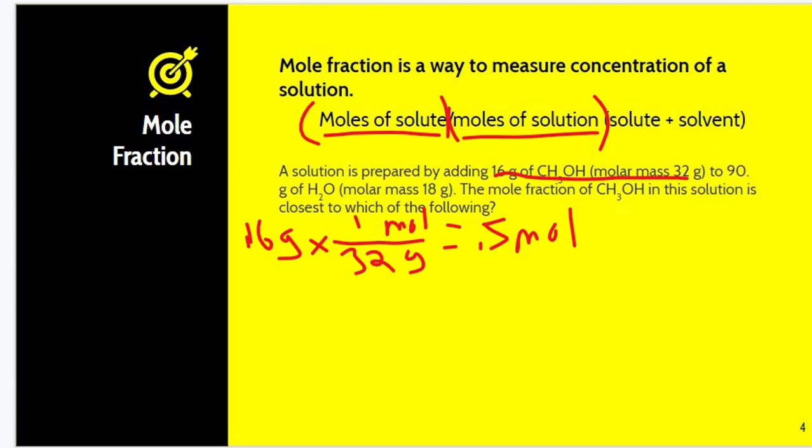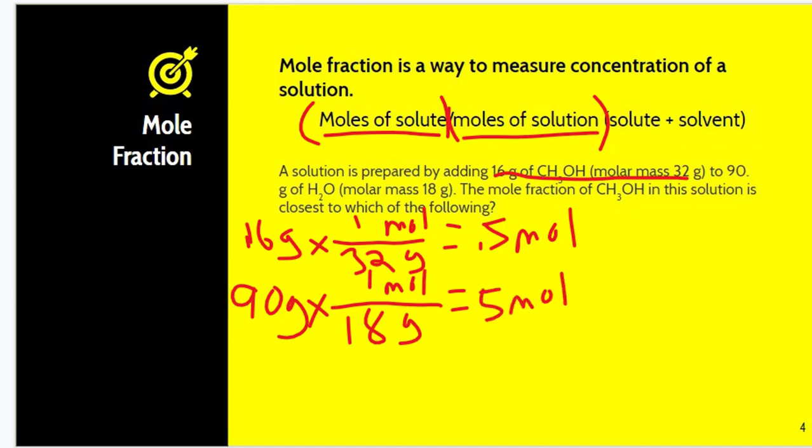Simple enough, okay? We'll do the same thing for the bottom one, because we're dissolving that into water. So we start off with 90 grams of water. Molar mass is 18 grams per 1 mole. And what we're going to get here, we put it into the calculators, we get 5 moles.